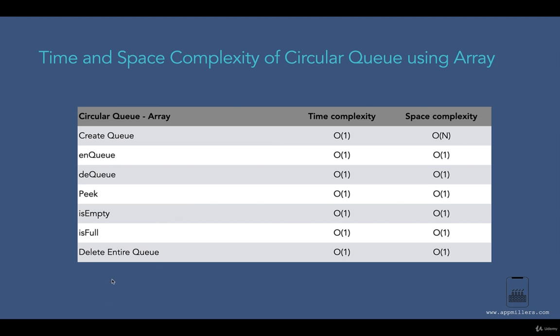Now the last method is delete entire queue. When we are deleting the entire queue, we are just setting the array that we have declared in the queue class to null. Setting this array to null takes O(1) time complexity, and the space complexity is also O(1), because an extra space is not required for setting an array to null. So this will take O(1) space complexity.